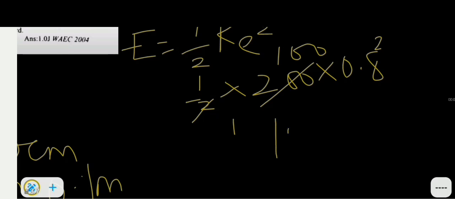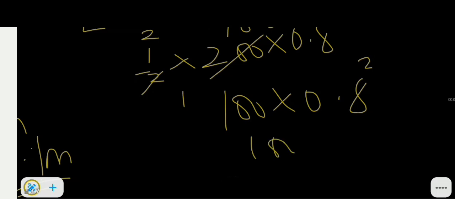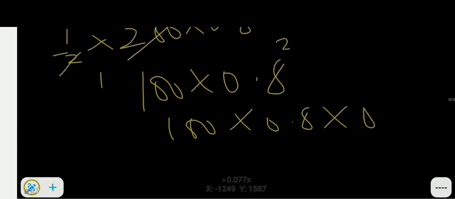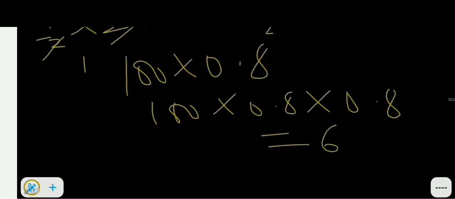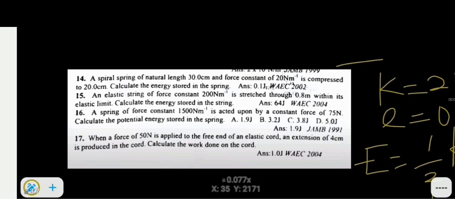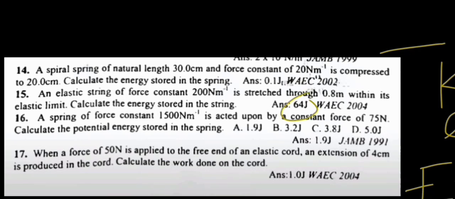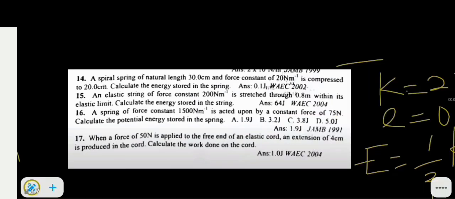So I'm going to get 100 times 0.8 squared. That's 100 times 0.8 times 0.8. If you multiply that out, you're going to get 64 joules. So the answer is 64 joules, as you can see. Now let's go for number 16.